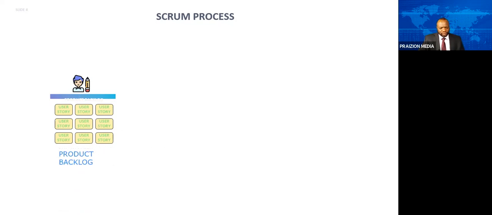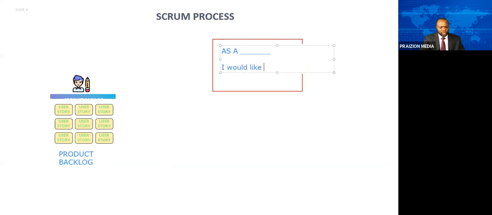What is a user story? A user story is a user-oriented description of what the customer or what the end user wants. It is written in this format. It is written like this. As a, whatever you are, I would like, whatever you would like, so that whatever the need you want will be accomplished. You see that? As a, I would like, so that.